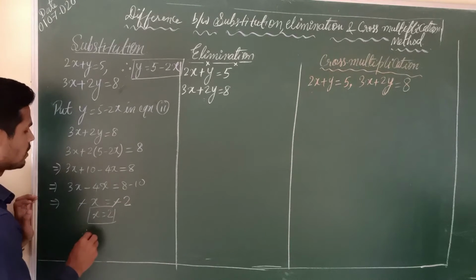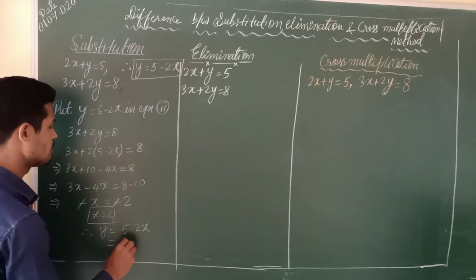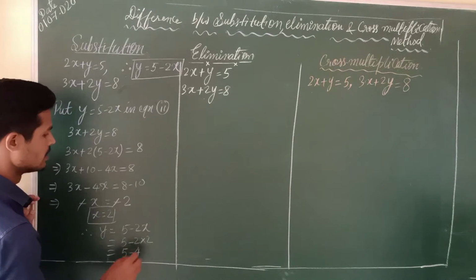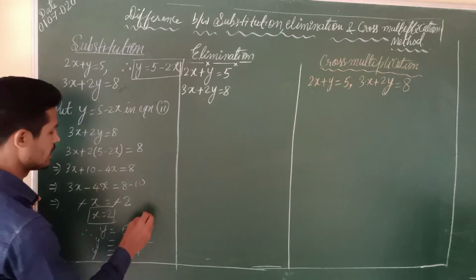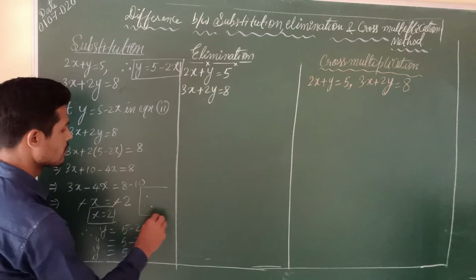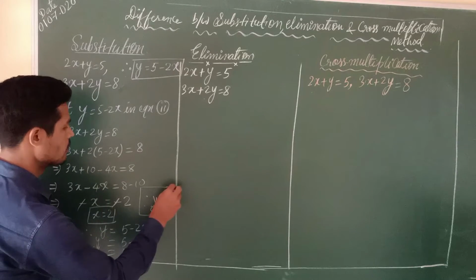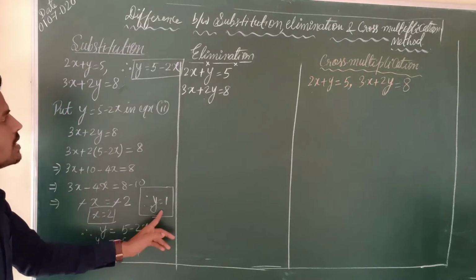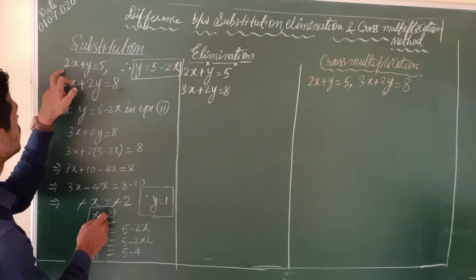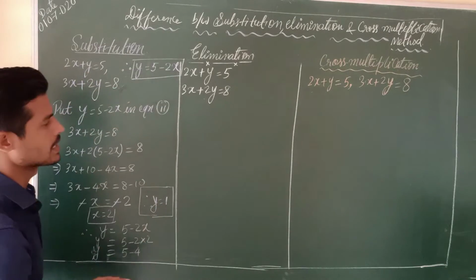Therefore y equal to what? That is 5 minus 2x, or 5 minus 2 into 2, that is 5 minus 4. We finally got the y value, therefore y equal to 5 minus 4, that is 1. So we got the values 2 and 1. Suppose we want to verify this, just put the 2 here: 2 twos are 4, plus 1, 4 plus 1 is 5, that is exact.